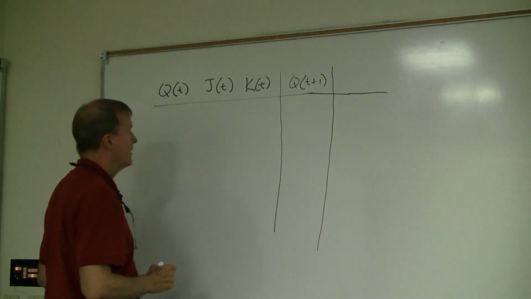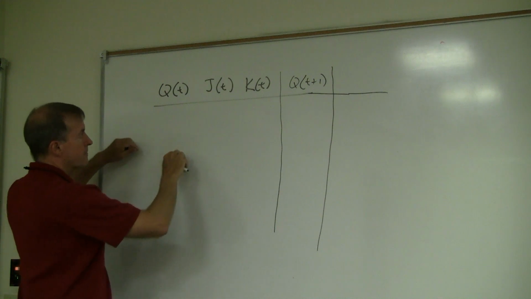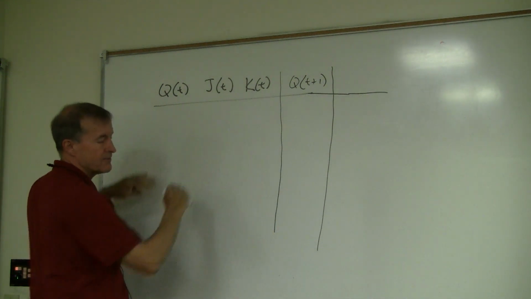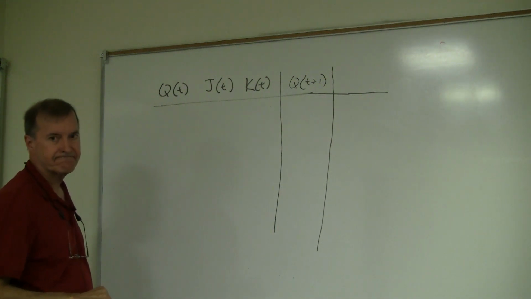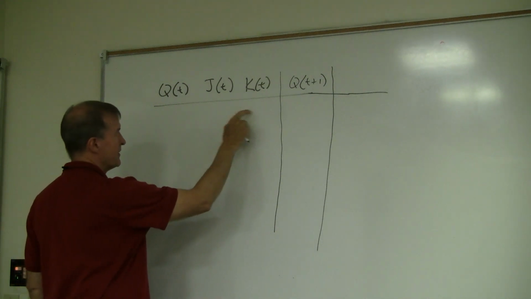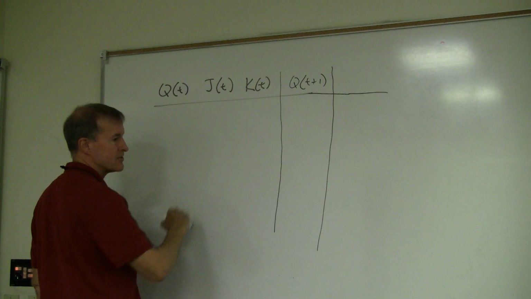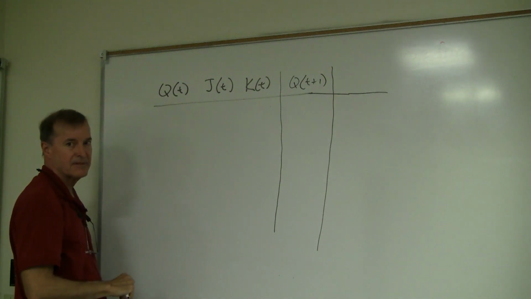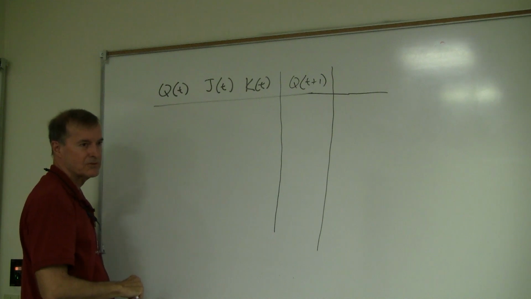Now how many rows are we going to have? There are 3 variables, so how many combinations do we have? There's going to be 8. Yes, 2 cubed.